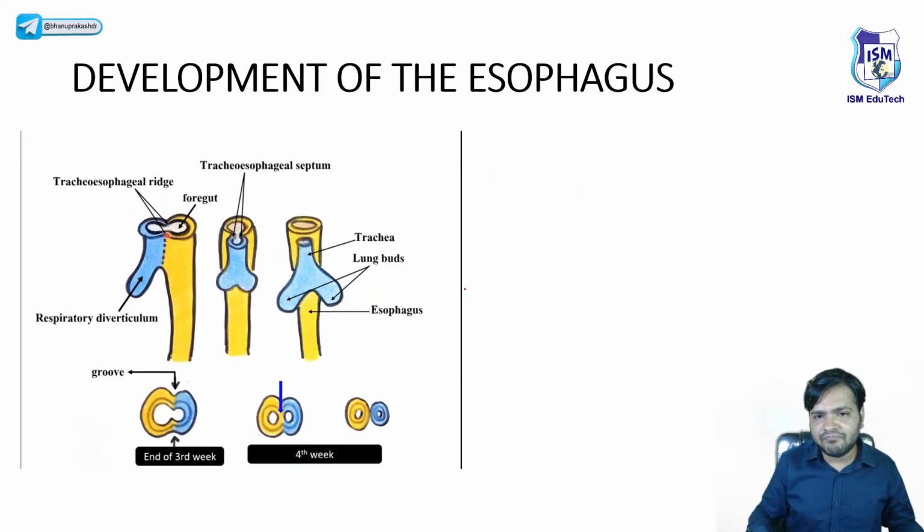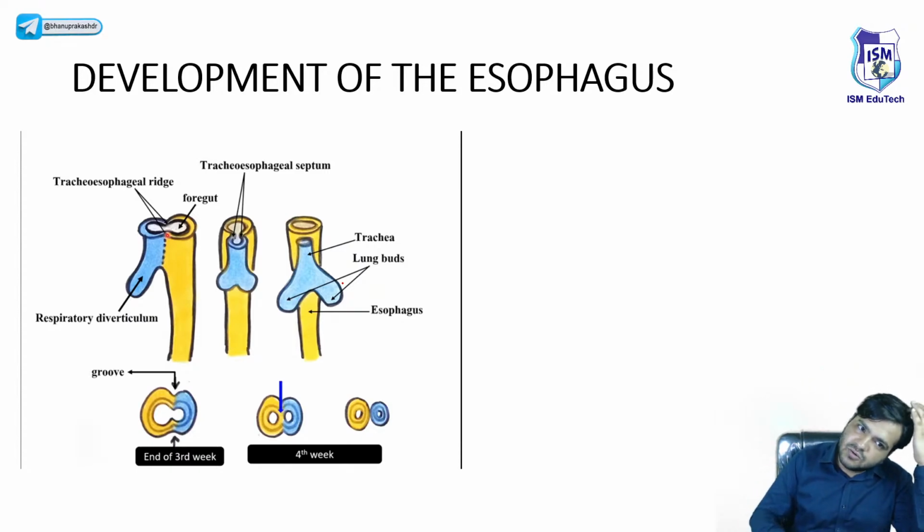देखो ये. So you are already aware of the facts, right? चलो ठीक है, वेरी गुड. तो ये वाली चीजें क्लियर हो गई हैं. ट्रेकियो इसोफेशियल ब्रिज है, रेस्पिरेटरी डाइवर्टिकुलम बनेगा आगे, इसको डाइवर्टिकुलम बोलते हैं बेटा, और लंग बड्स बनेंगे, और ट्रेकिया बनेगा. आई होप दिस पिक्चर इज आल्सो क्लियर टू एवरीवन.